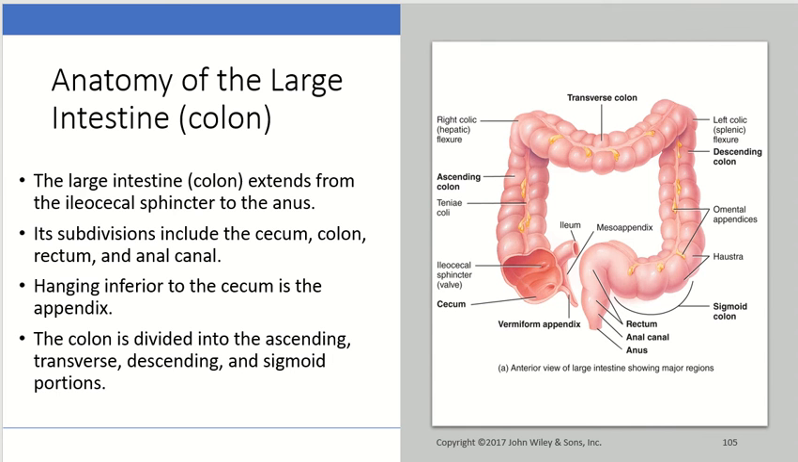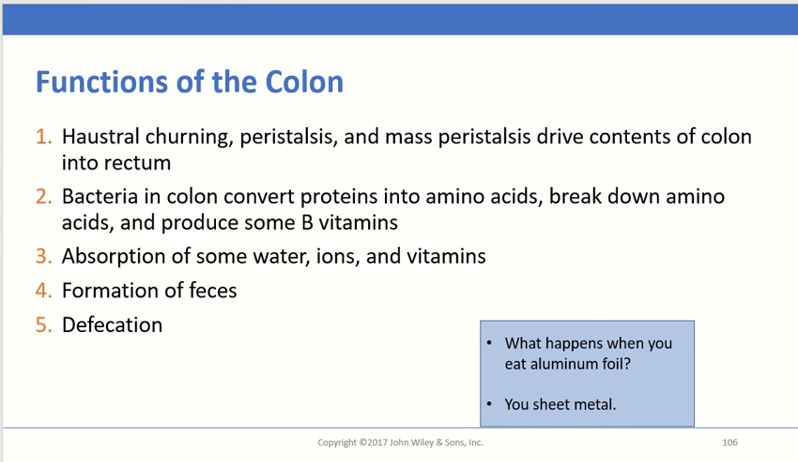So, moving forward. Functions of the colon. This is where haustral churning is going to occur. We'll talk about that in a minute. As well as peristalsis, and mass peristalsis is going to drive the contents of the colon into the rectum. The bacteria that are found in the colon are also going to convert proteins into amino acids. They're going to help to break down those amino acids, and they're also going to produce some B vitamins. Then this is also where absorption of water, ions, and vitamins is going to occur, as well as the formation of feces, and then the ultimate act of defecation.